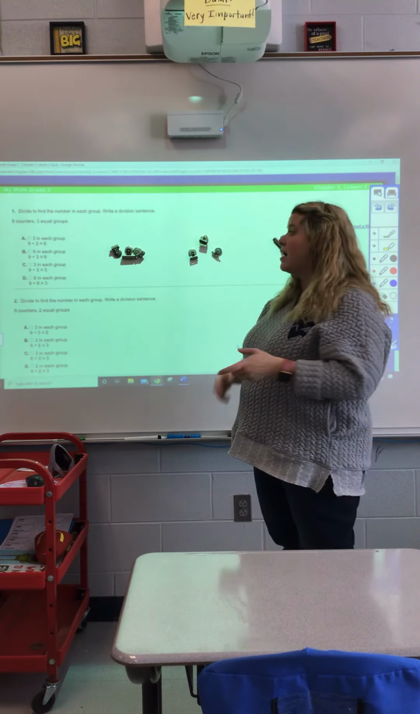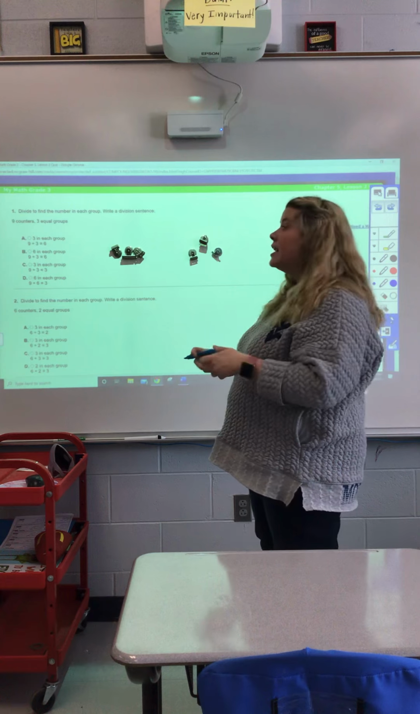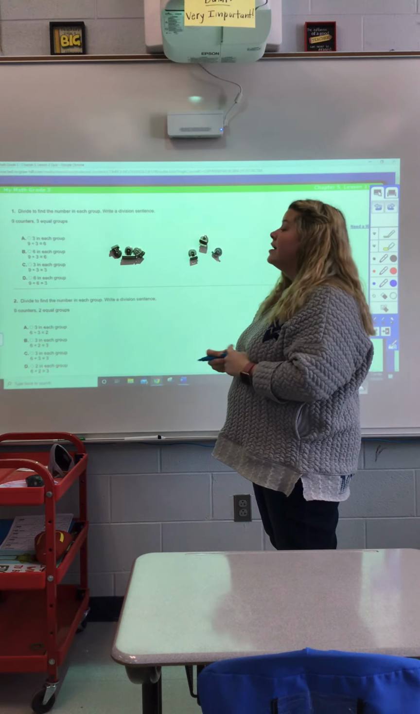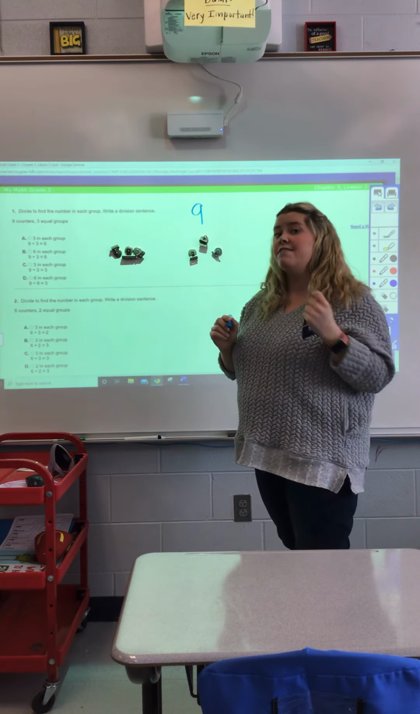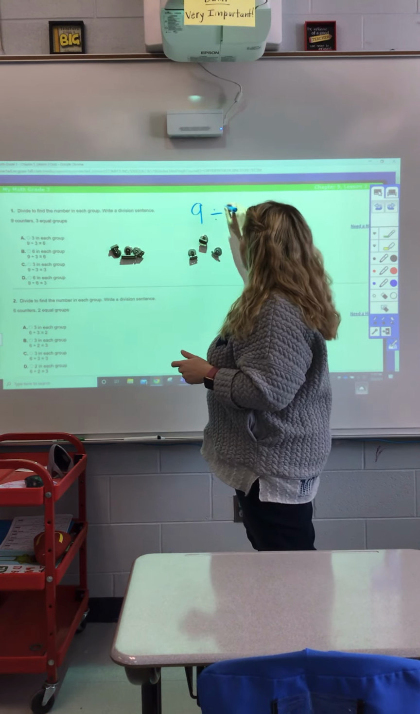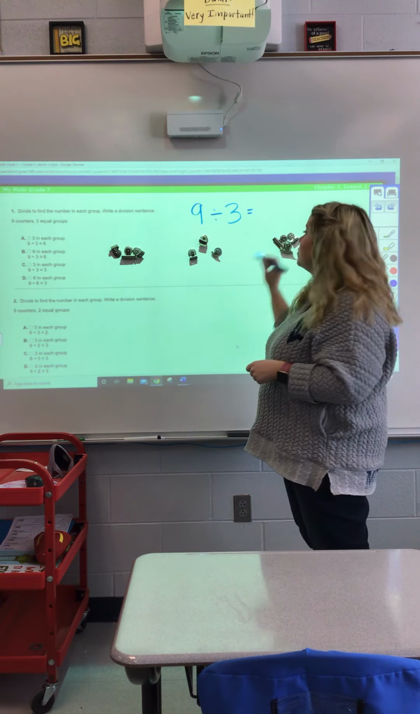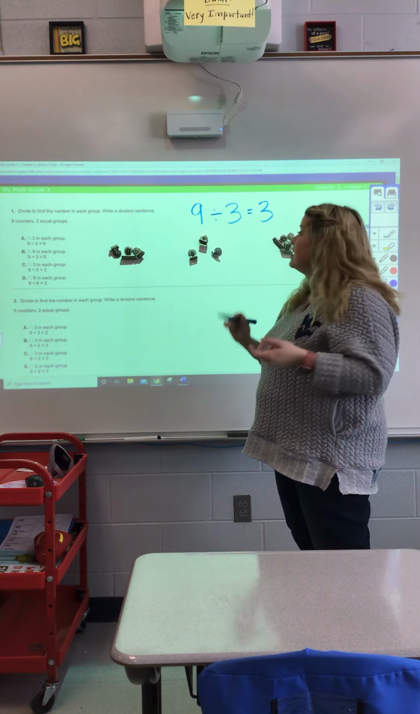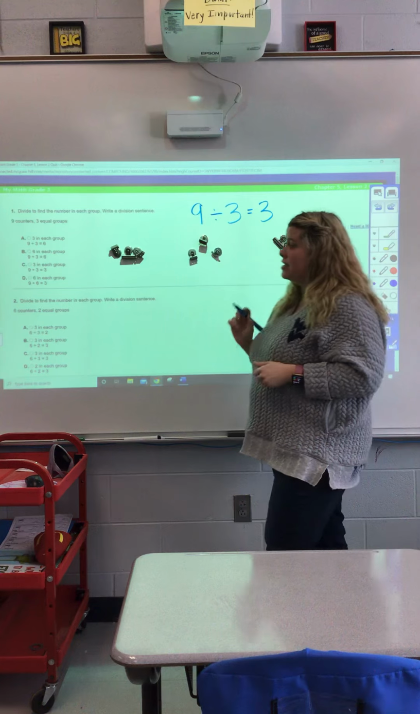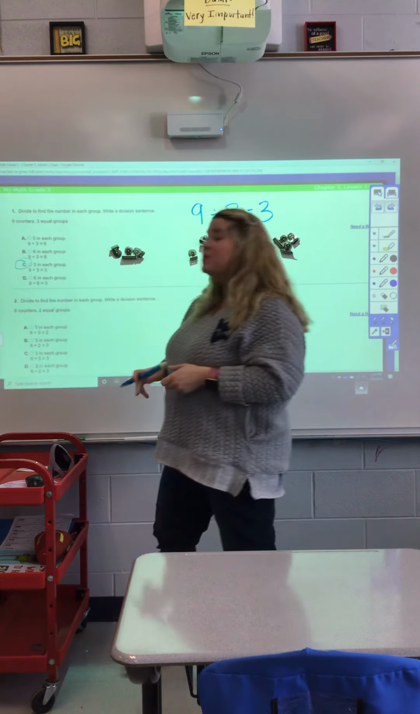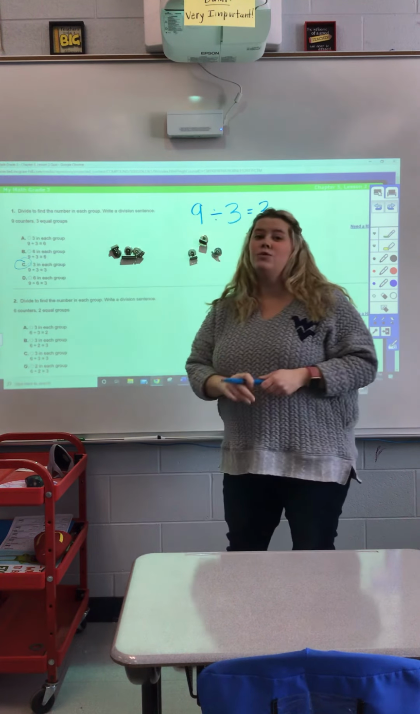But we need to talk about how are we going to write our division sentence? Well, how many did I start with? Absolutely, 9. How many groups did I divide it into? 3. And then how many did that leave me with in each group? 3. So our division sentence reads 9 divided by 3 equals 3. So that means we want C. 3 in each group, 9 divided by 3 equals 3.